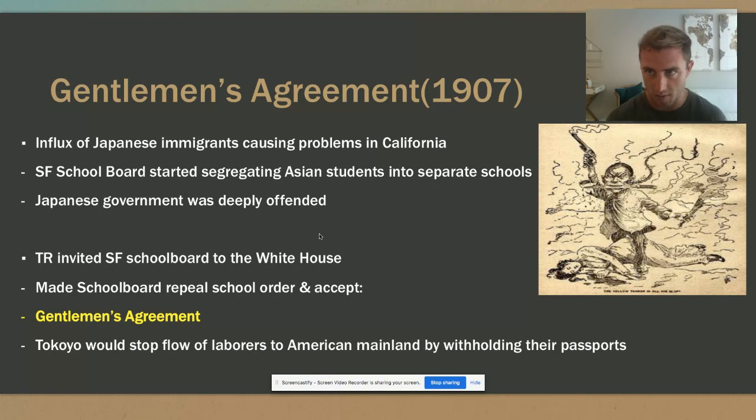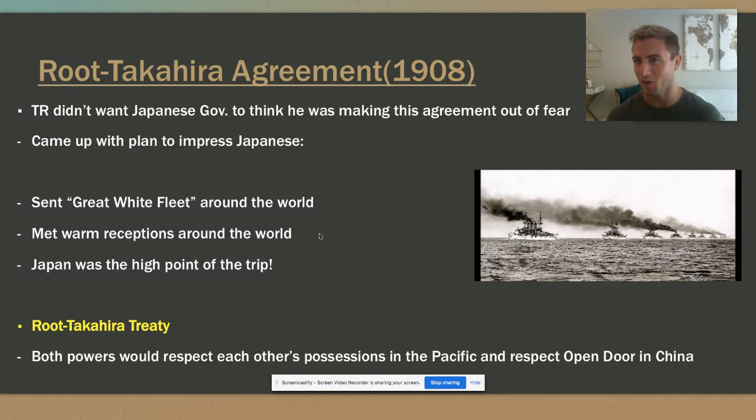And with the Japanese government, he makes an agreement that says, for the time being, stop the flow of Japanese laborers coming into the American mainland. They can still go to Hawaii. And then we, in return, will make sure that the people already here will get proper treatment. That's called the Gentleman's Agreement. And he kind of pleads with the Japanese government to do this. And then after he makes this agreement, he feels like, oh, does this make me look weak? He was a big egotist, Teddy Roosevelt. And because of this, he decides, I'm going to show the strength of the United States. And so he comes up with this plan to impress the Japanese.